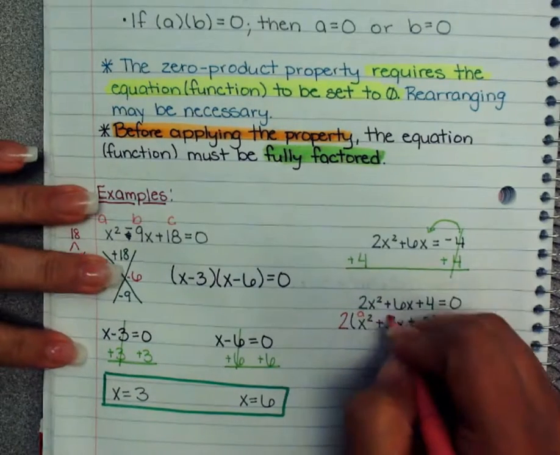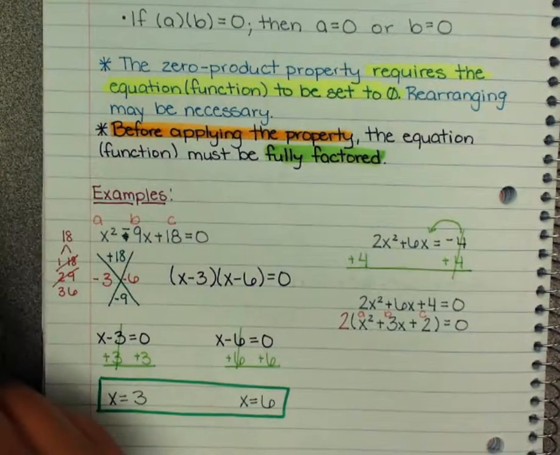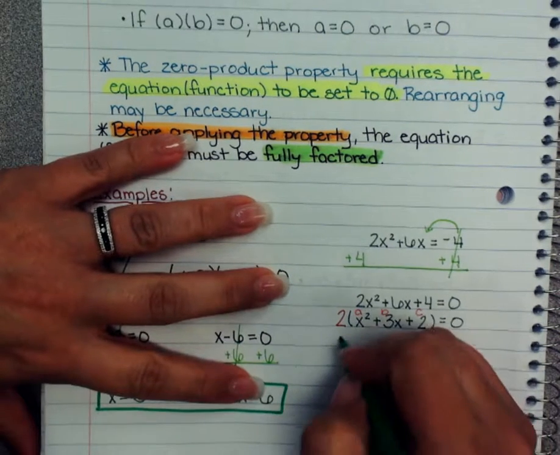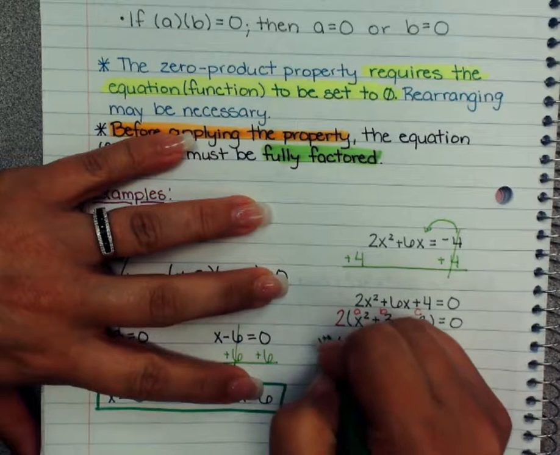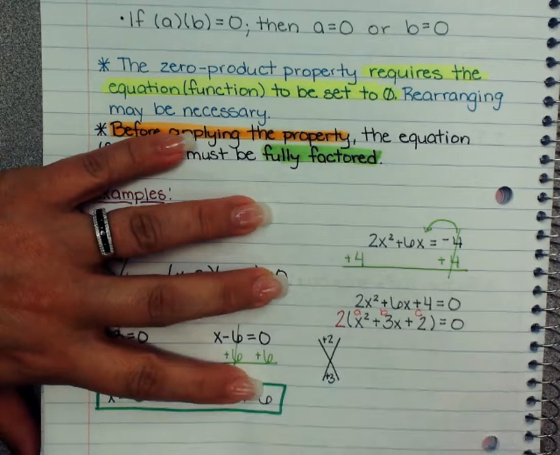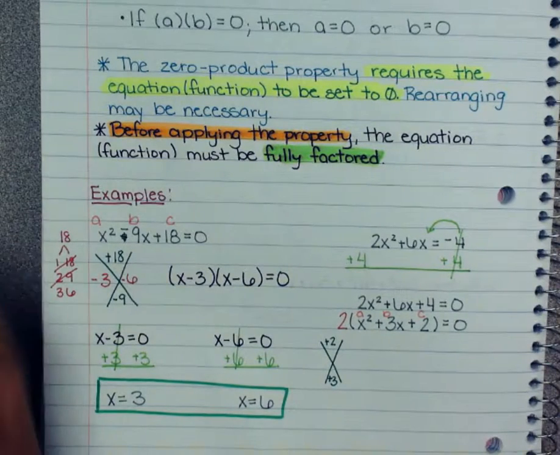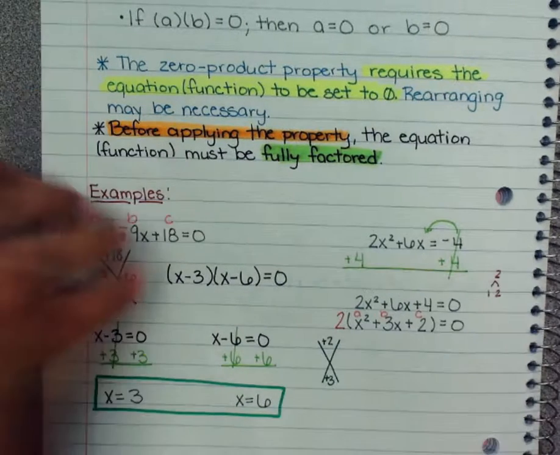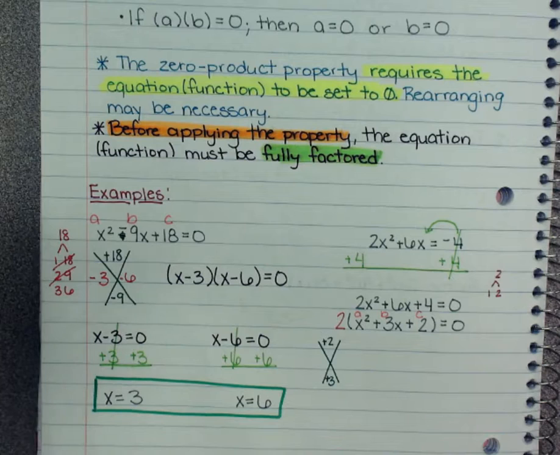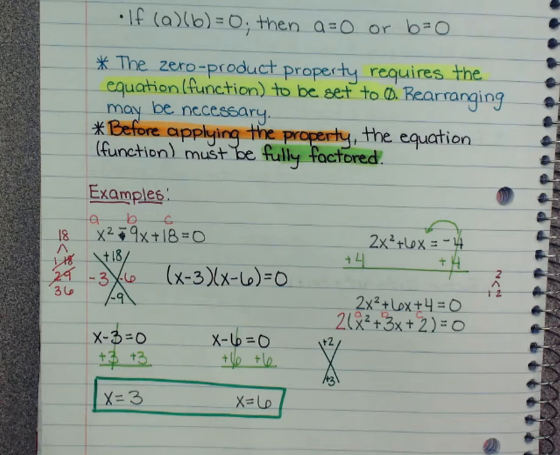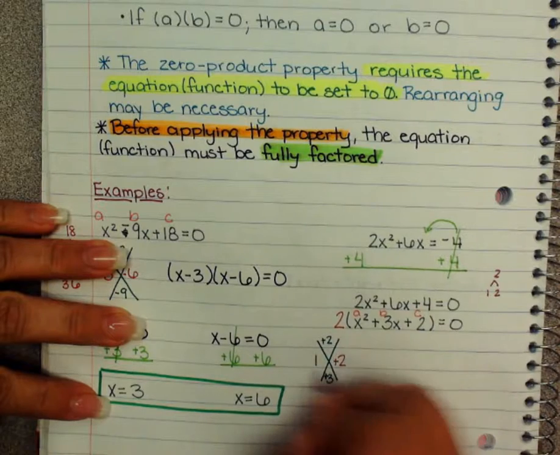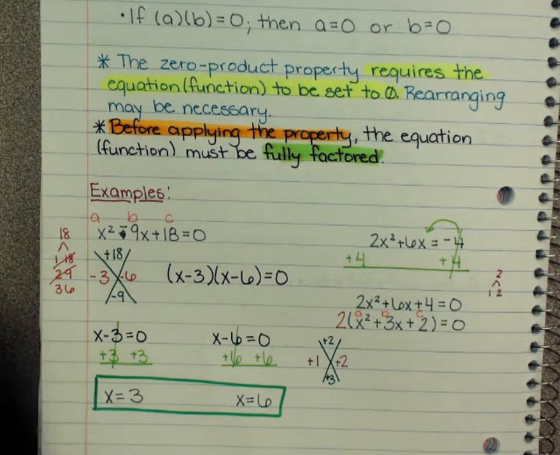Again, this is A, B, and C. I need my X puzzle. I have a positive 2 at the top and a positive 3 at the bottom. If I'm looking at the factors of 2, we know what they are: 1 and 2. That's it. Can 1 plus 2 equal 3? Of course it can. So we get 1 and 2. Both C and B are positive, so that makes both factors positive.